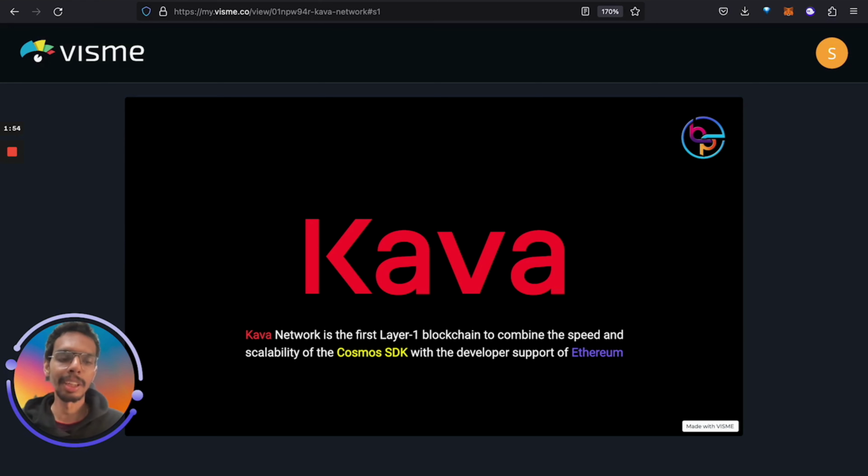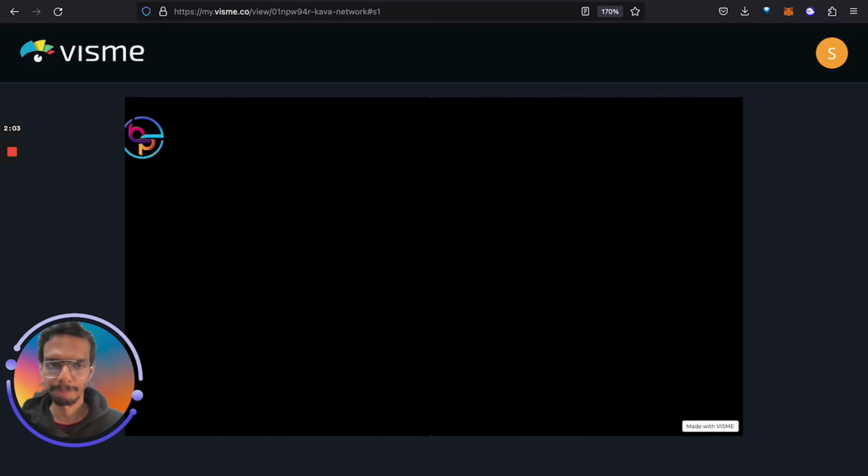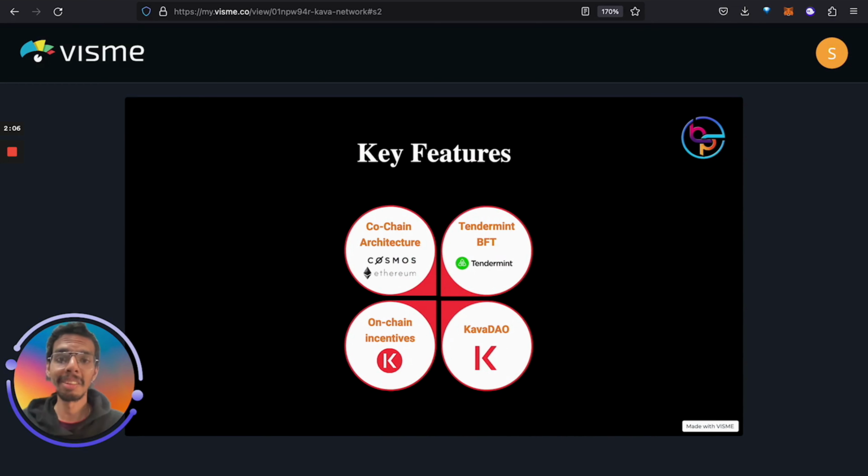Let's talk about the features that are crucial or key features of the Kava chain. First key feature is what we talked about earlier, that it has a co-chain architecture. This is a unique architecture that Kava has created. It's called the co-chain architecture, which basically combines Cosmos and Ethereum toolings into one.